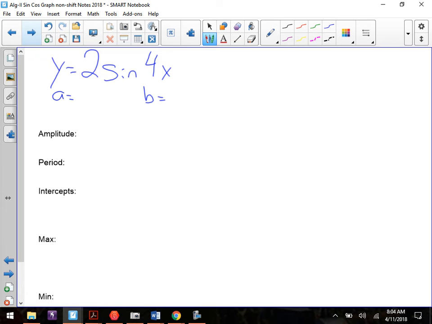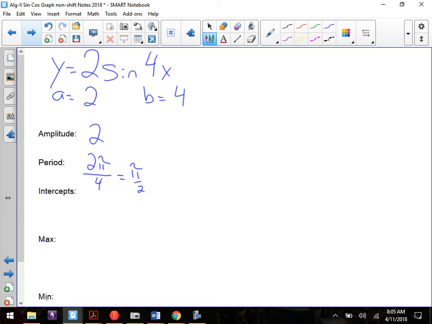So if I'm looking at y equals 2 sine of 4x, I have to think about it as, okay, what's my value of A? What's my value of B? Okay, so right away, I'm going to write that down. I know that my A value is 2, my B value is 4. That means my amplitude is what? 2. The period is going to be defined by 2 pi divided by 4. Okay? So what does 2 pi divided by 4 equal? Good. So that means my period is pi over 2. I'll worry about intercepts, max, and minimums in a second.